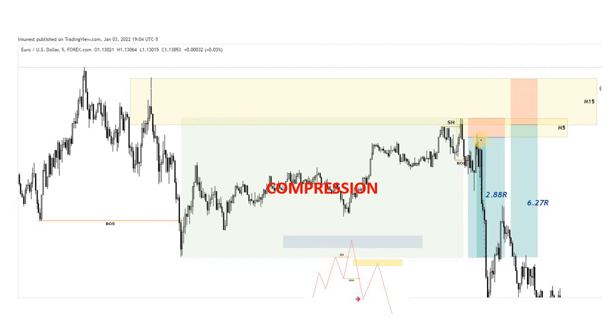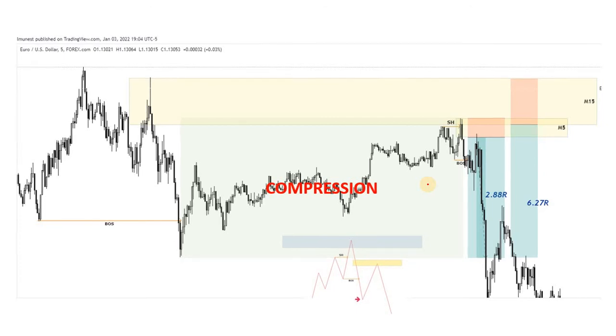So this is the compression I was telling you about, from this region to this zone, this area. You can see the price was actually experiencing compression. Okay?